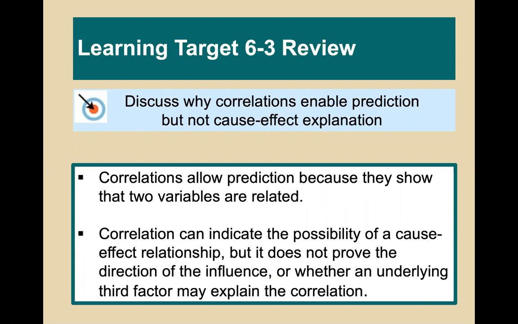Next learning target, discuss why correlations enable prediction but not cause-effect explanation. Well, correlations allow prediction because they show that two variables are related. So as one goes up, the other goes up, or as one goes up, the other one goes down. So there's a relationship there of some sort, but we do not know what the cause is. And it could go in either direction, or there could be some other variable or variables that are causing each of the variables to move up and down. Correlation can indicate the possibility of a cause and effect relationship, but it does not prove the direction of the influence or whether an underlying third factor may explain the correlation.